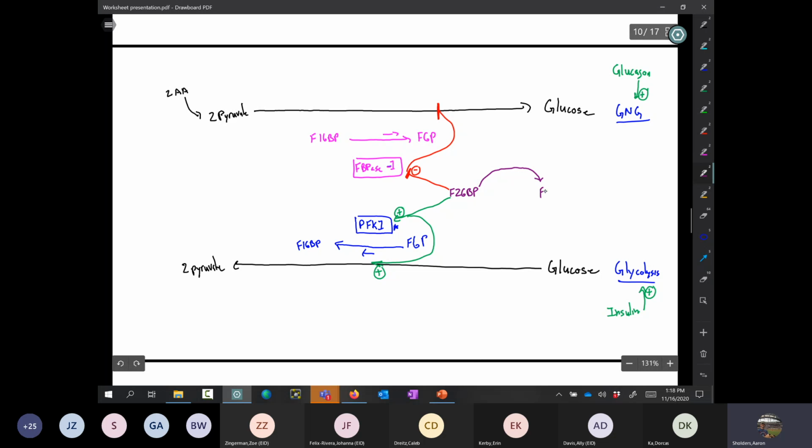It can be broken down to fructose 6-phosphate, or it can be made back into fructose 2,6-bisphosphate. And how does that happen? Well, that happens by this bifunctional enzyme, if you remember from class, where we have FBPase 2 or PFK2.